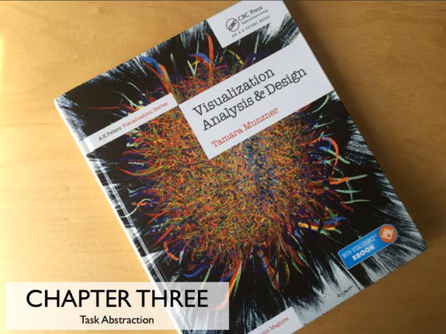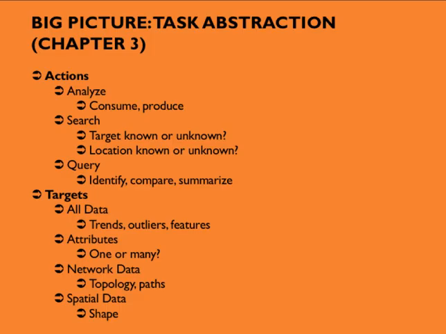You should have read Chapter 3 in Visualization Analysis and Design already. And an overview of what's in that chapter is that tasks are basically broken out into actions and then targets. Actions are the things that people want to do, like analyze or search or query, and the targets are the data or parts of data that they want to understand. And we're really going to be focusing on actions here.